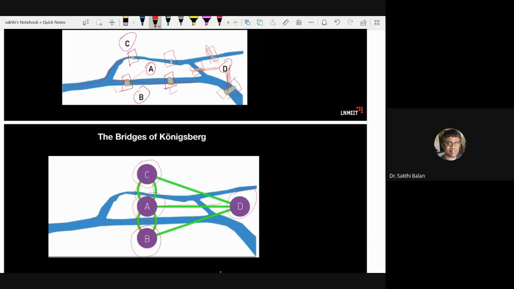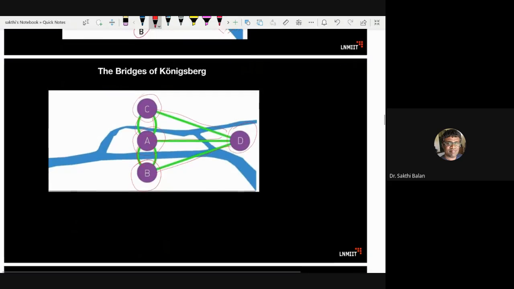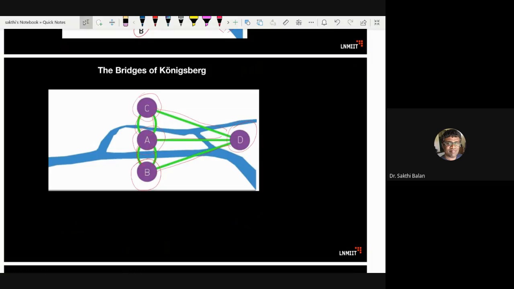So you have this graph, and then he showed that if I have such a graph, and if one of the nodes has an odd degree, meaning the number of edges coming out from a node. If you consider the node A, the degree is what? It is 1, 2, 3, 4, and 5, right? So it's an odd degree.